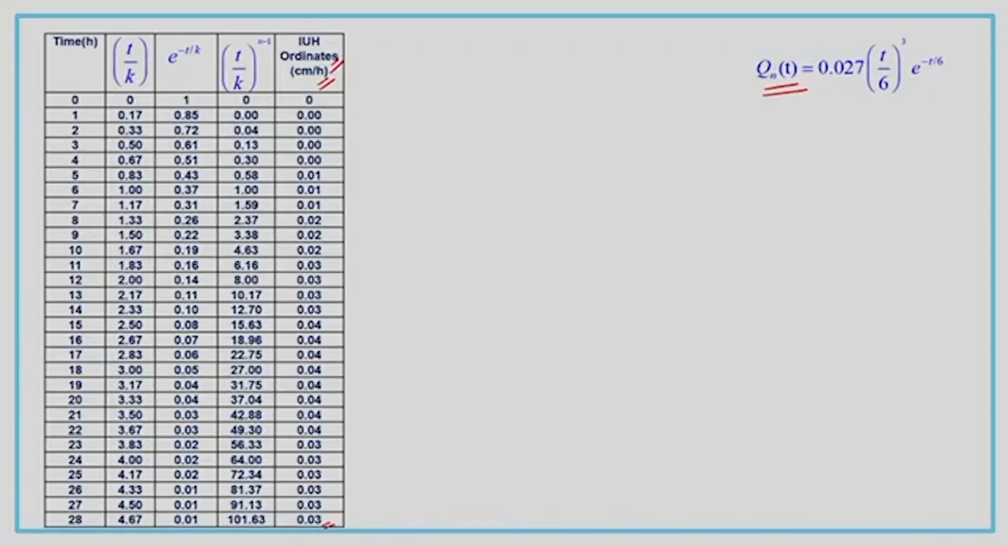I will present the IUH graph. So, the IUH ordinates in centimeters per hour are calculated. Now, we need to get the IUH ordinates in meter cube per second. For that, we have been given the area of the catchment. Area of the catchment is 400 kilometer square. This area of catchment multiplied by the IUH ordinates will give us the discharge in meter cube per second.